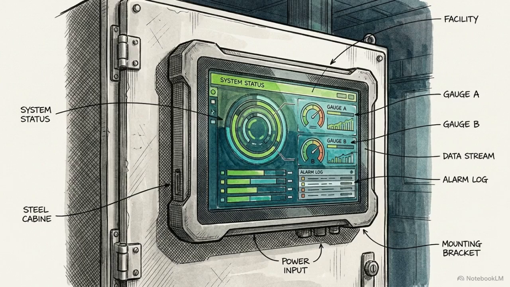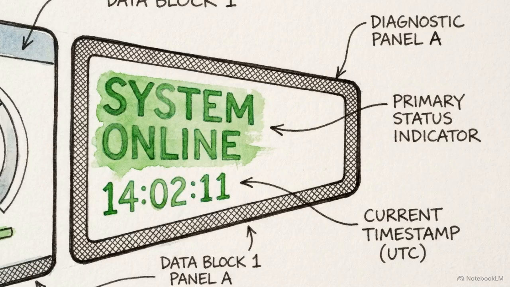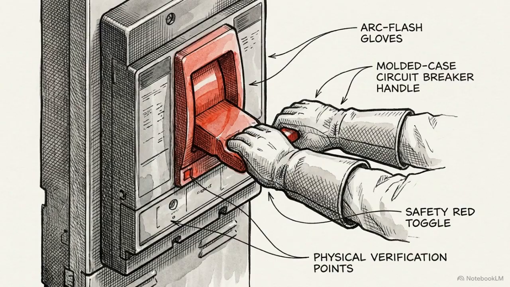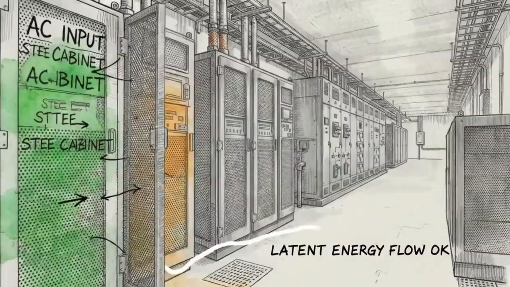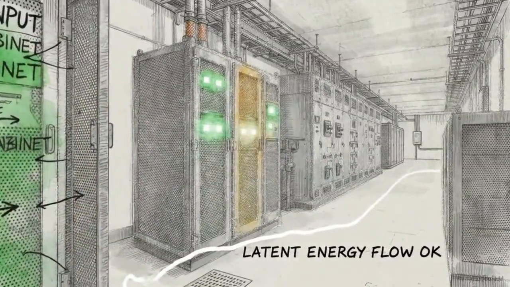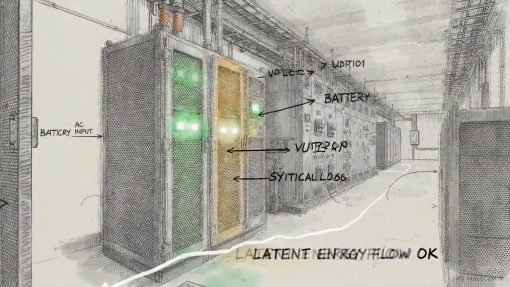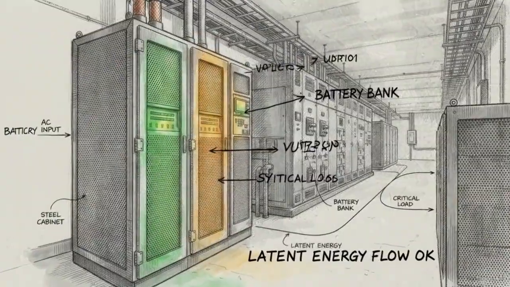When you step into a critical power facility, the digital interface, the HMI, is your primary tool for gathering evidence. It tells you what the system is doing right now. But let's be clear from the start. Safe operation relies entirely on physical procedures and verification. You are dealing with massive industrial switchgear and parallel UPS cabinets humming with latent energy. A single operational error here carries massive stakes.